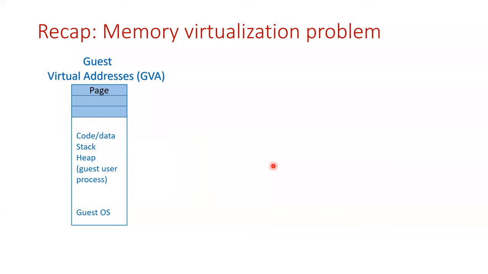A guest process that is running has its own guest virtual address space within the guest OS. This is how the guest virtual address space looks for any process. There's the code, data, stack, heap. It's composed of multiple pages, and the high virtual addresses contain the guest OS. And the page table maps all of this to guest physical memory.